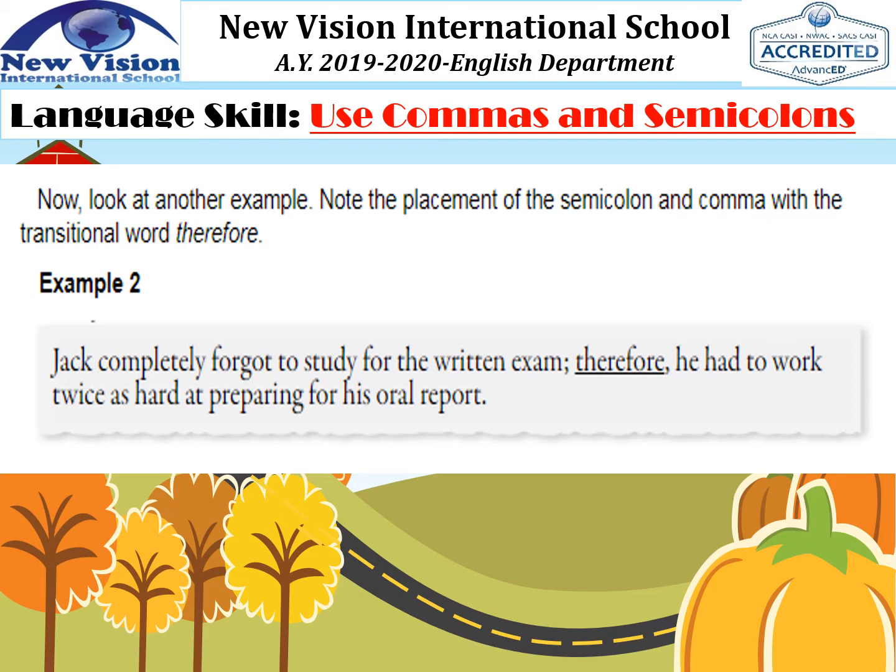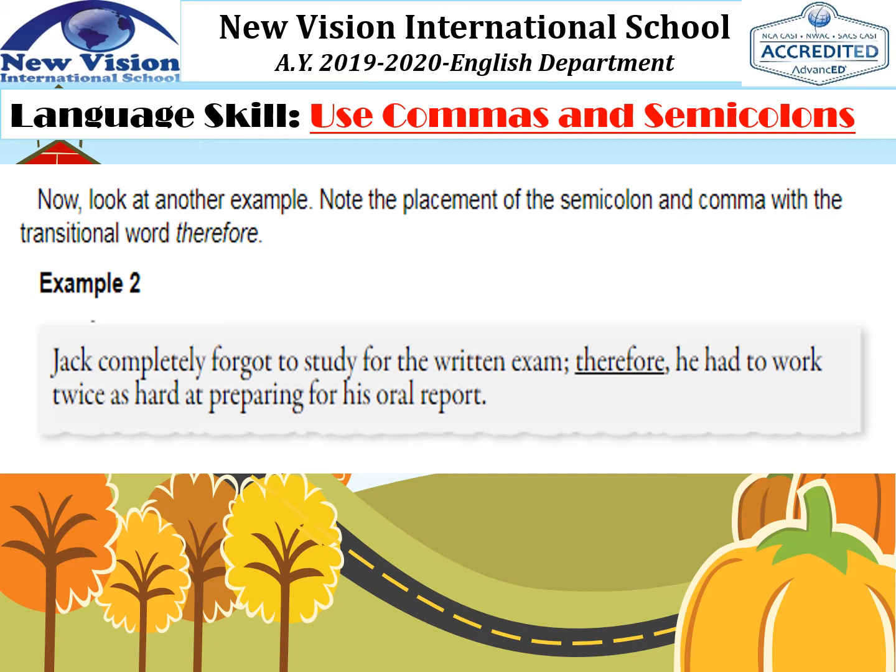By using semicolon and the transitional word therefore to join these two sentences, the first sentence is from Jack up to exam, isn't it? Then we remove the period, we replace it with the semicolon. Great, semicolon. And then to be followed by the transitional word therefore, then followed by the symbol comma.